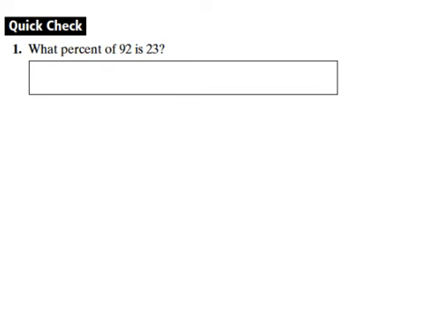Quick check number 1. What percent of 92 is 23? We need to set up our ratio. We have a number after the word of, so we know that that's our whole. That's going to go on the bottom of the first ratio. We're trying to find the percent, so our second ratio is going to be n over 100, because remember the second ratio is the percent over 100. So 23 is what we have left, and that is our part. That's going to go above your 92.